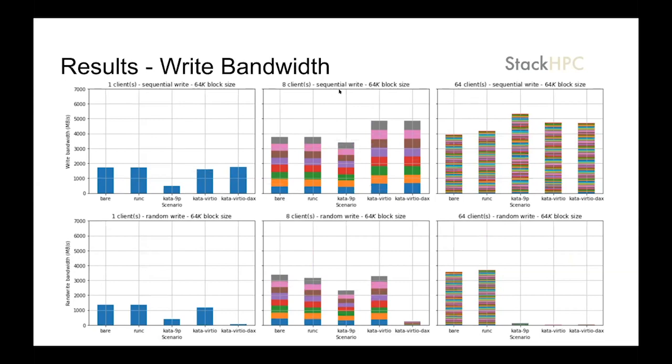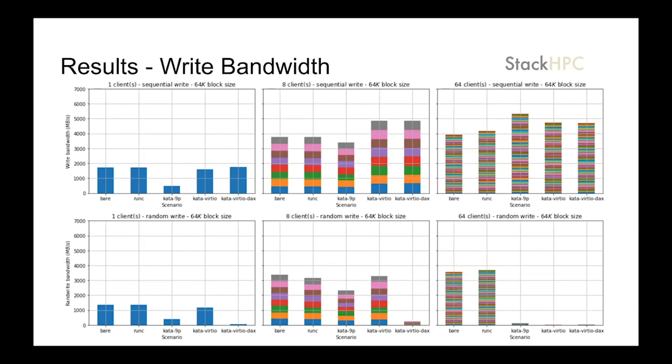On the top, we've got the sequential write, and at the bottom, it's random write. And as you can see, the performance sort of scales similarly to bare metal and runC when you're using virtio. In fact, even the 9PFS is not doing too badly here. And here for 64 clients, the 9PFS even seems to exceed the performance of bare metal, runC, virtio, and virtio DAX. This is my observation.